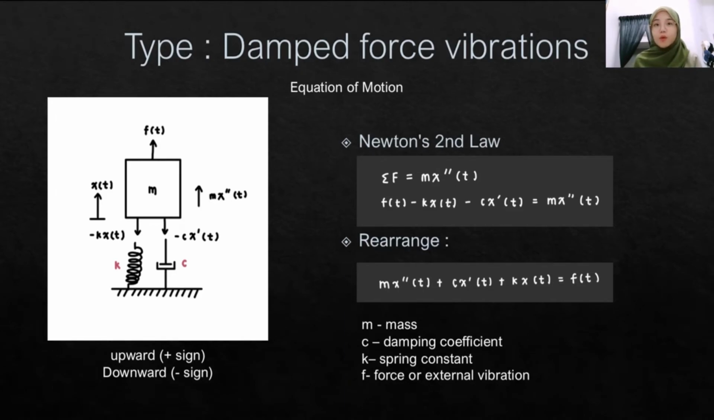After doing so, we rearrange the equation into the mathematical equation, which is m x second derivative plus c x first derivative plus kx equals F in the variable of t. For your information, the m in the equation refers to mass, while the c refers to the damping coefficient. The k refers to the spring constant, and the F in the equation refers to the force or external vibrations. So that is how we get the general equation of damped forced vibrations.